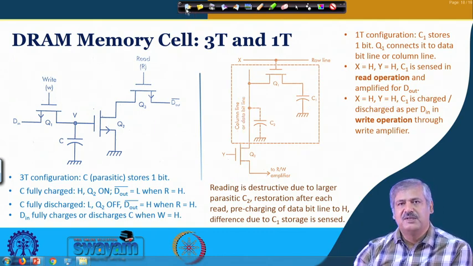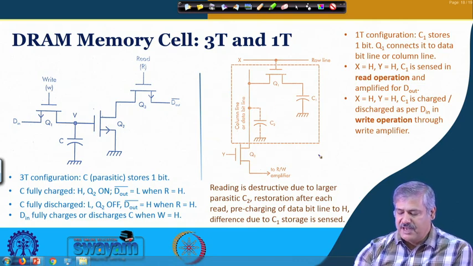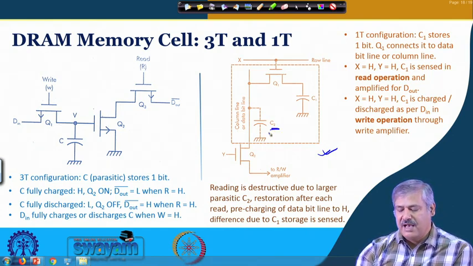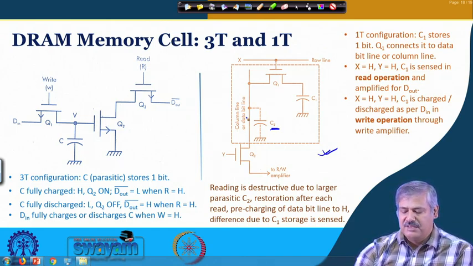Now, regarding the other issues with this arrangement, there is a large parasitic capacitance that occurs as C2. Remember, this is the column line, so many such lines will be in parallel. Many such cells will be addressed by this particular line, so many such capacitances will be in parallel.